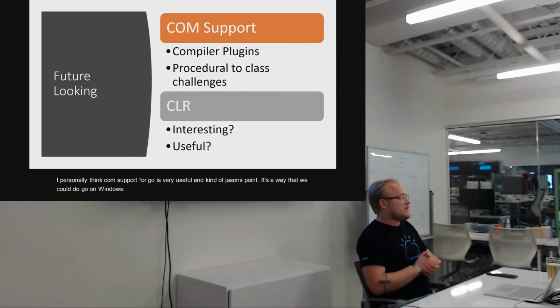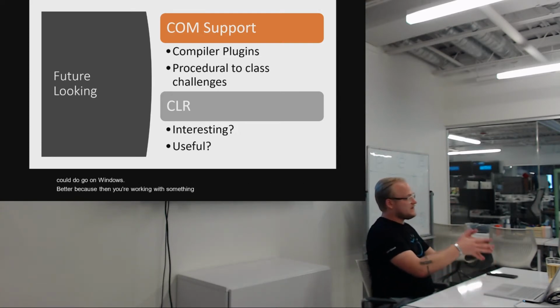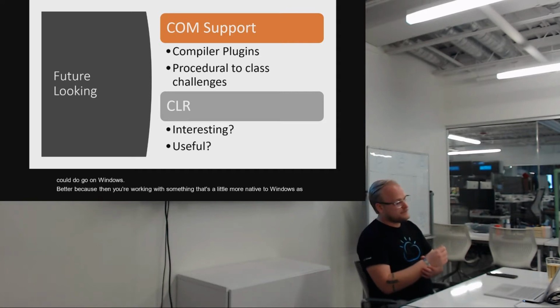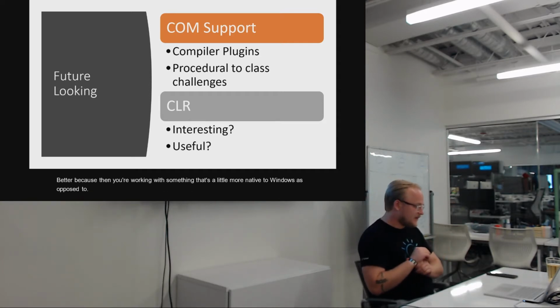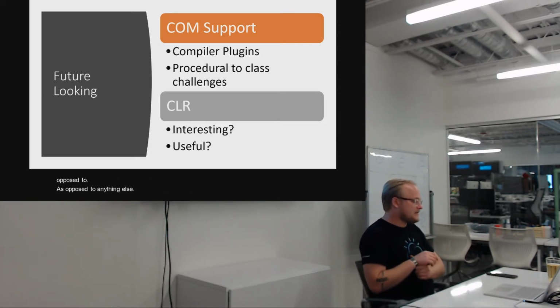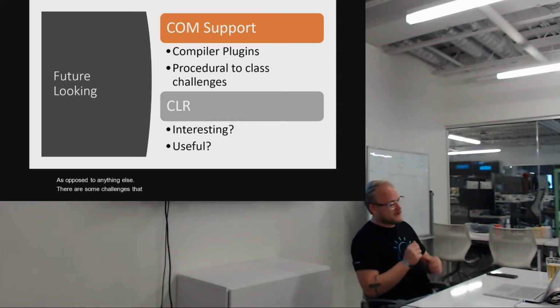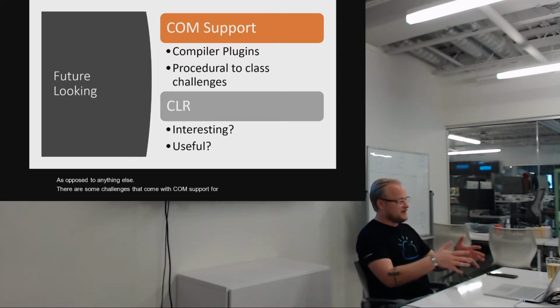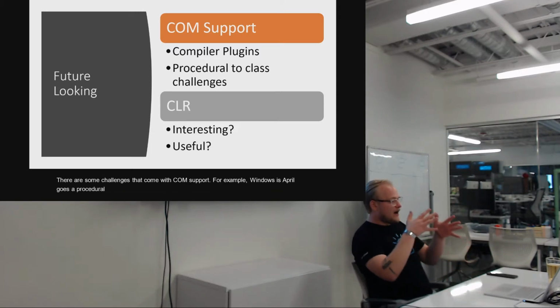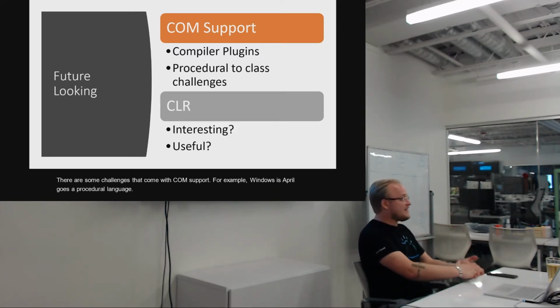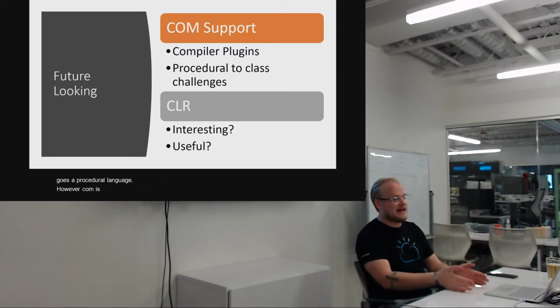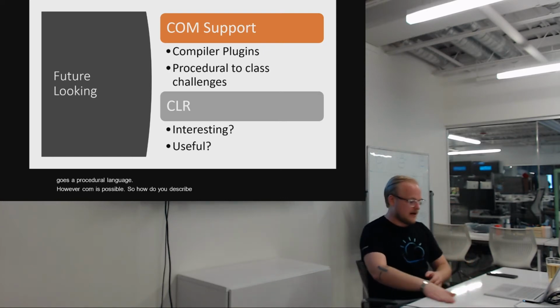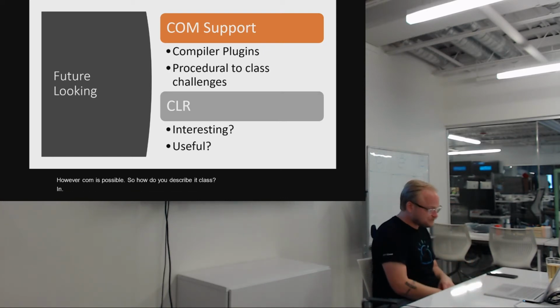Because then you're working with something that's a little more native to Windows as opposed to anything else. There are some challenges that come with COM support. For example, Go is a procedural language. However, COM is classful. So how do you describe a class in Go?